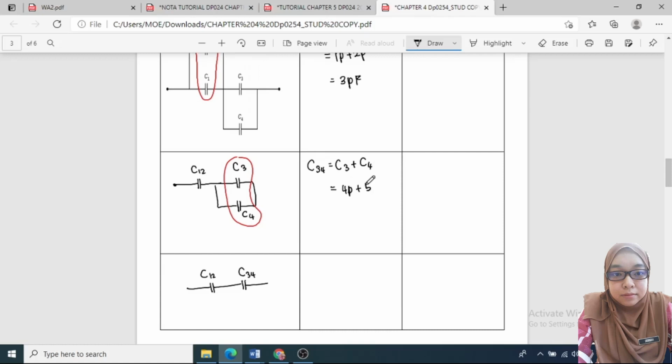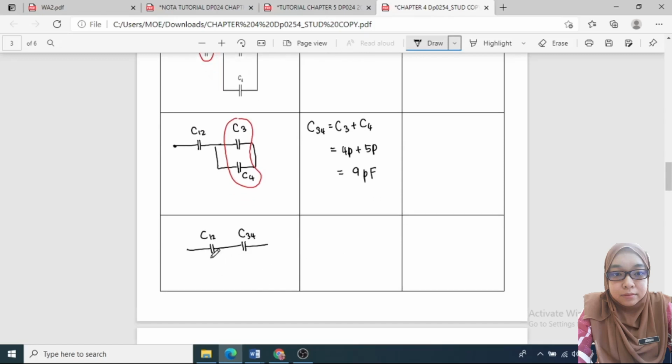4 pico plus 5 pico is equal to 9 picofarad. And then for C1 to C4, we combine it, it will be series. So for series, 1 over C1234 equal to 1 over C12 plus 1 over C34 equal to 1 over 3P plus 1 over 9P. So we get C1234 is equal to 2.25 picofarad.